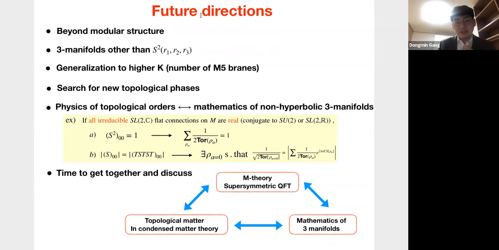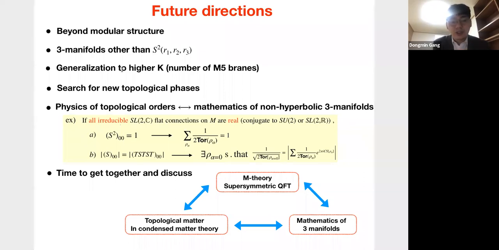There are some future directions. In this paper, we only focused on extracting the modular structure, S and T. It contains a lot of information and is a very basic characteristic quantity of the topological phase, but it is not the complete characterization. There is additional data beyond the modular structure, and it would be nice to find an algorithm to extract this additional data from the topology of the three manifold. In our talk, I only focused on three manifolds given by the Dehn surgery construction, and there is another class of three manifolds which give topological phases, so it would also be nice to study other examples.